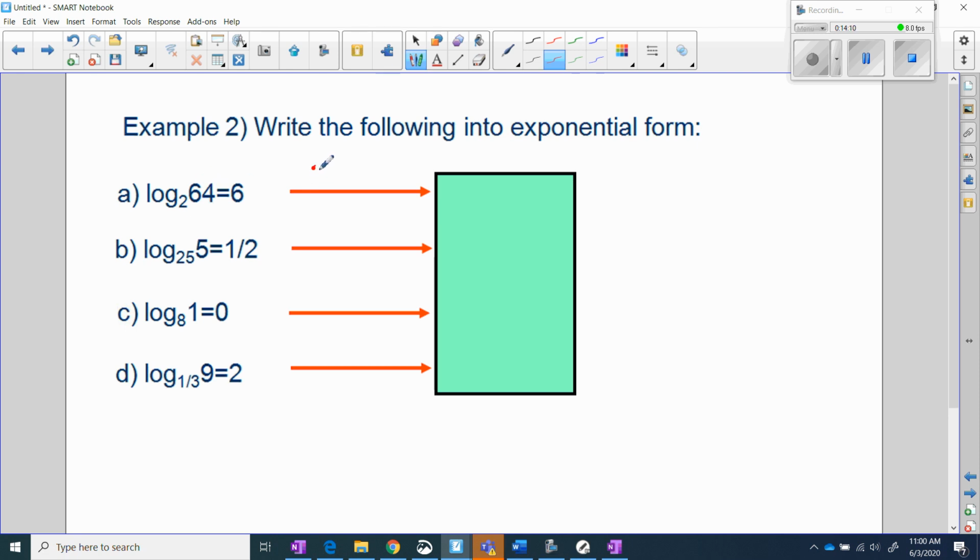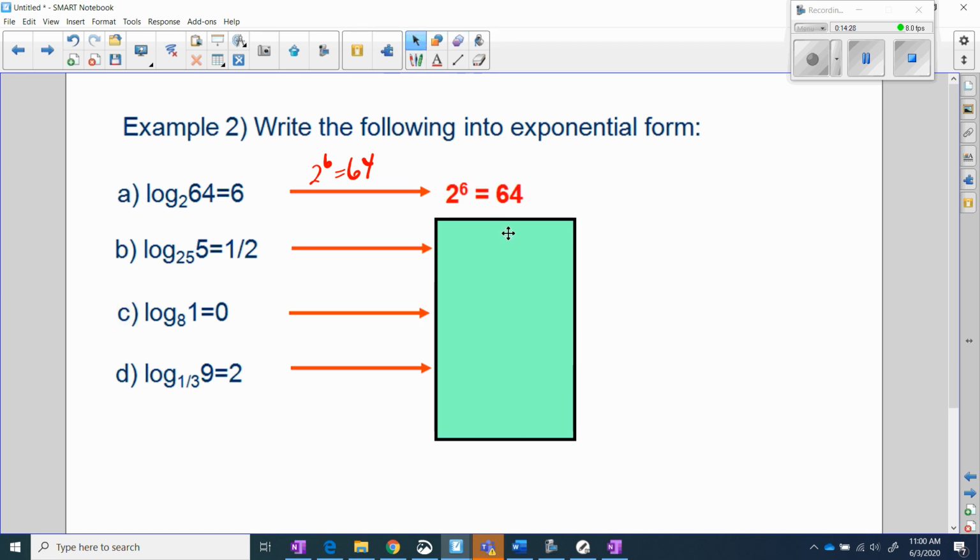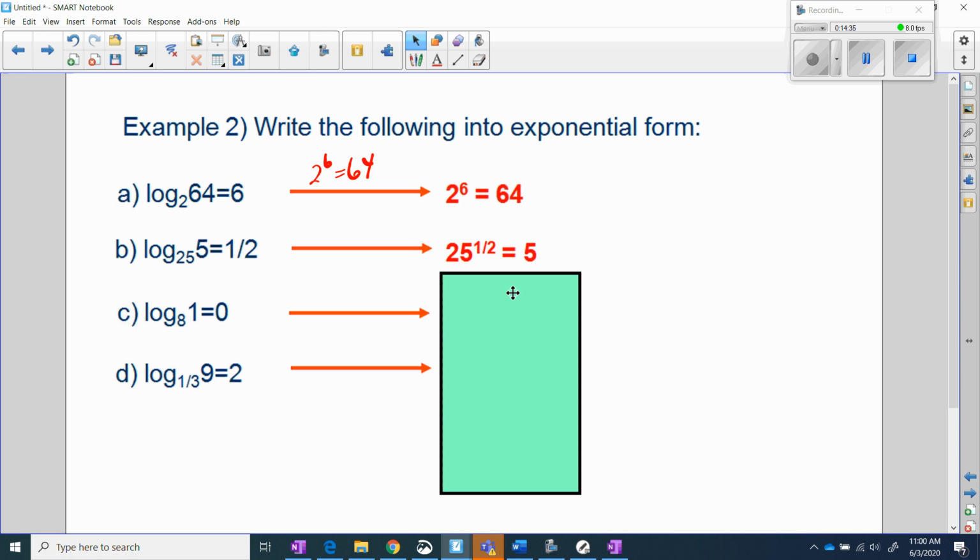Here, it's always going to be the base to this exponent will equal the argument. So on this one, it would be 2 to the 6th equals 64. I kind of like the pattern. It's like circling around. 2 to the 6th equals that, that to that exponent equals that, that to that equals that. You kind of get a pattern. So 2 to the 6th equals 64 is right. This one should be 25 to the exponent 1/2 should give me 5, which it does, because 1/2 means square root, and the square root of 25 is 5.